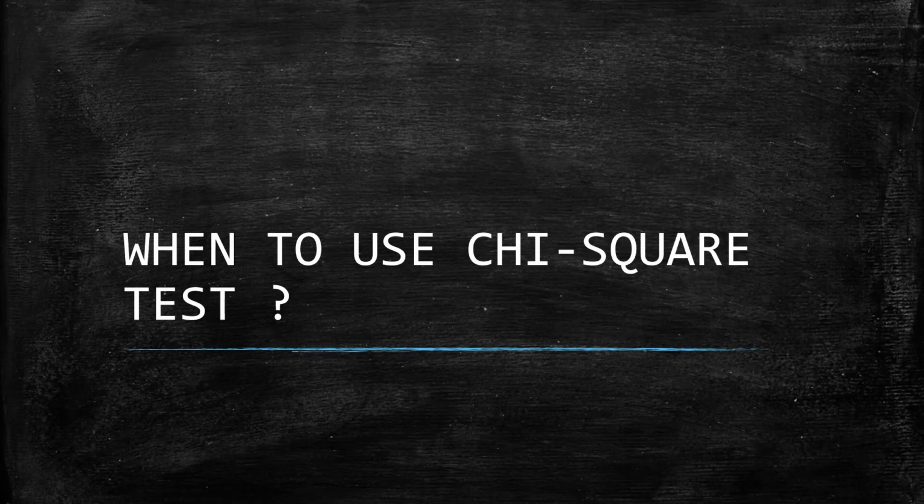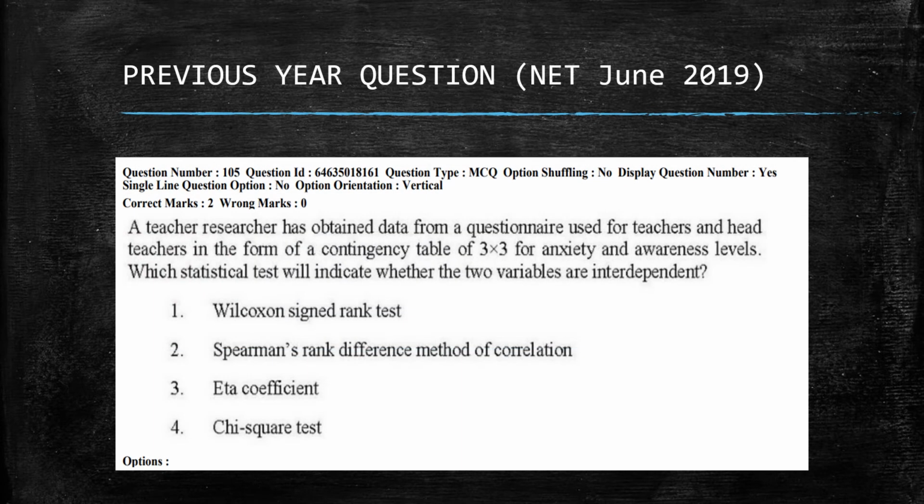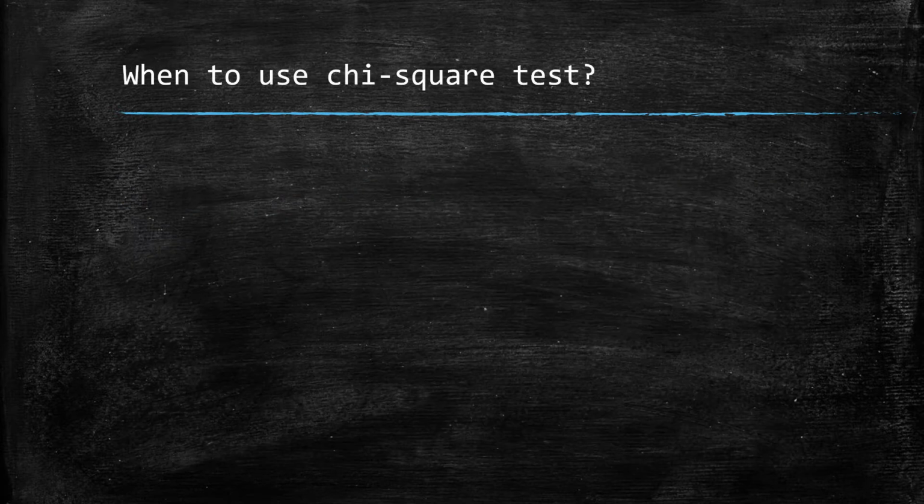Students, today we will learn in which questions the chi-square test is used. This is a previous year question from the NET exam, June 2019. This question is based on the chi-square test. Now, when to use the chi-square test?